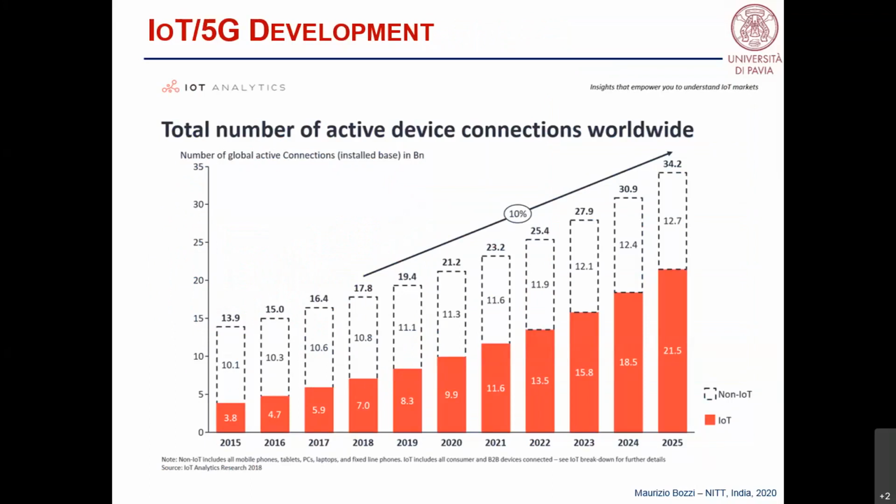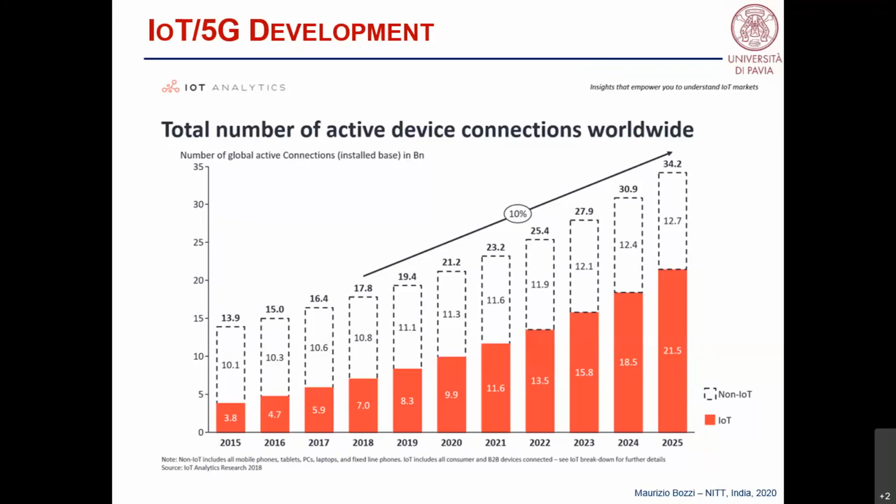And according to this plot, I mean, there are many of these graphs in the internet. You can just search and find different numbers. Someone says in 2025 we'll have 35 billion devices like this one. Someone says 60 billion, 50 billion, whatever. But the message is that the number of wireless devices is growing fast.